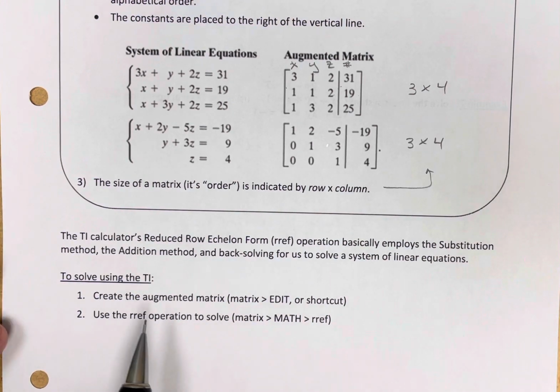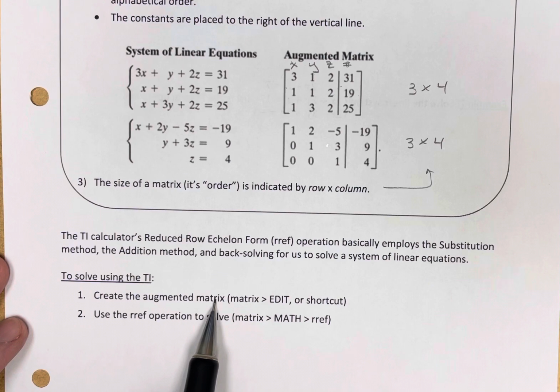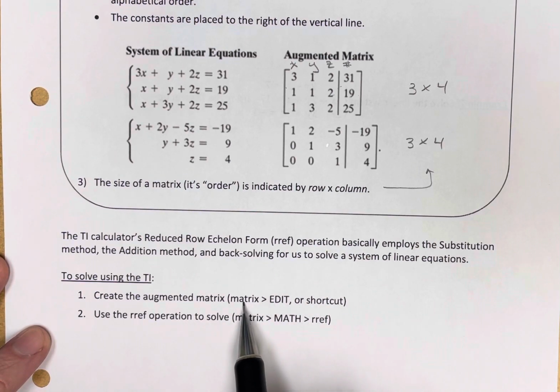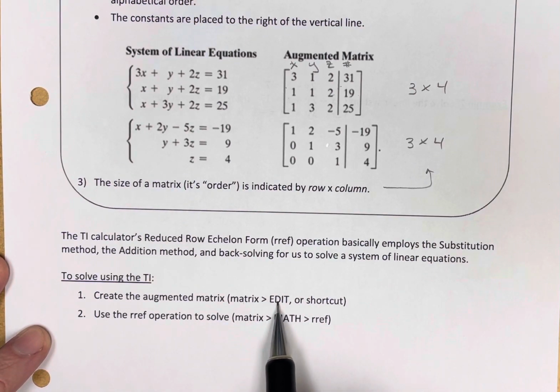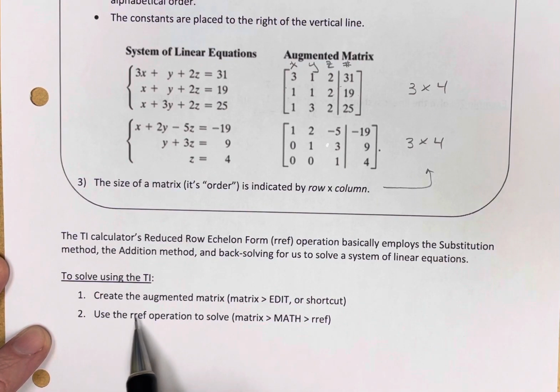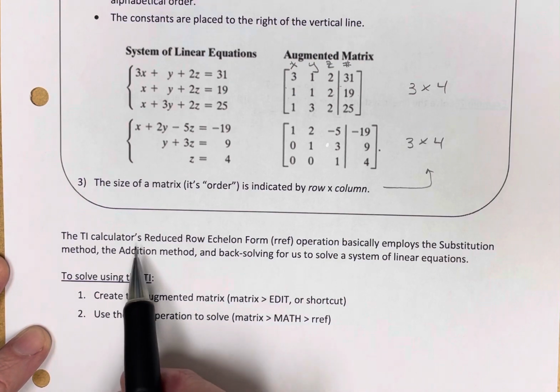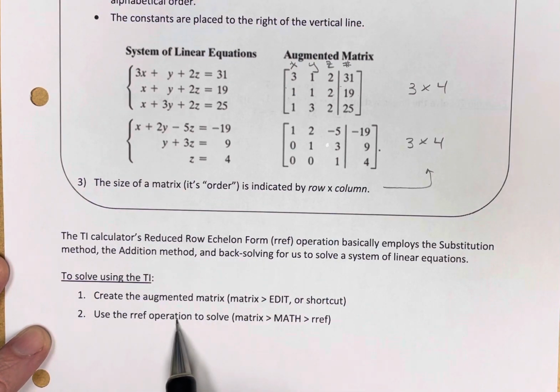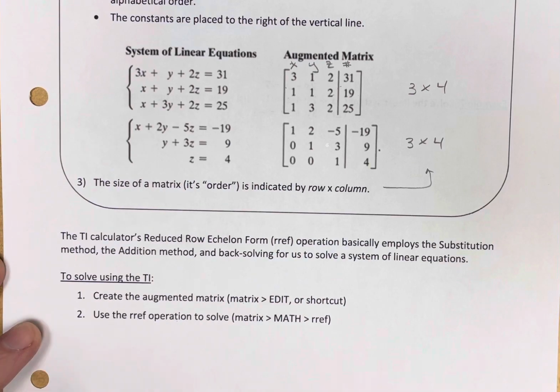In general, we're going to create the augmented matrix. We're going to use our matrix functionality and our edit button for some of this. There's also a shortcut button in some of the TIs. And then we're going to use that rref, Reduced Row Echelon Form operation, to solve it. And that is under the matrix umbrella. Under math, you will find rref.